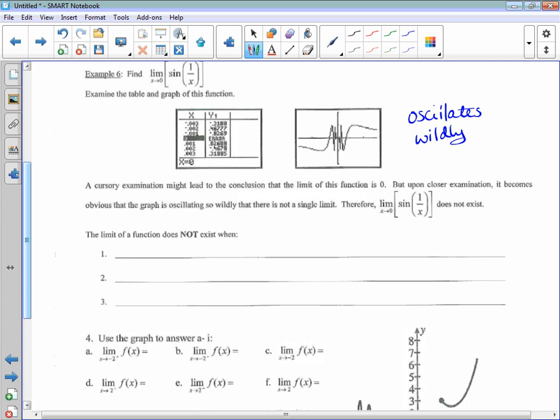So, that is the time when your limit is not going to exist, because it's not settling in on a specific value. It is back and forth and back and forth. So there are 3 times when your limit is not going to exist. So the first is when the left hand and right hand limits are not equal.